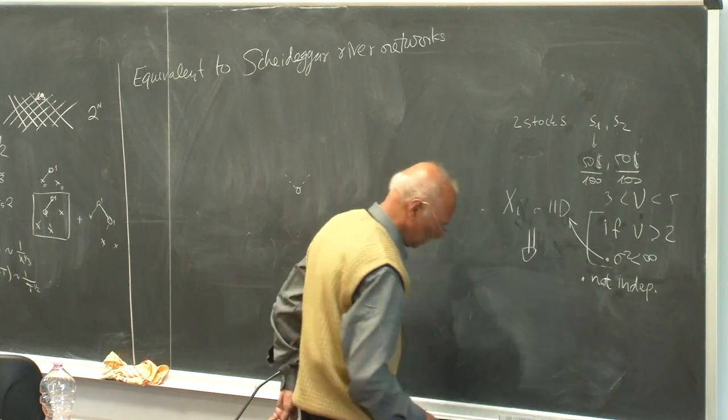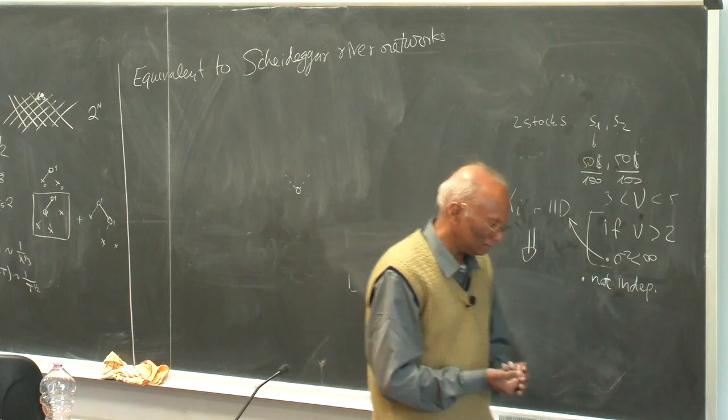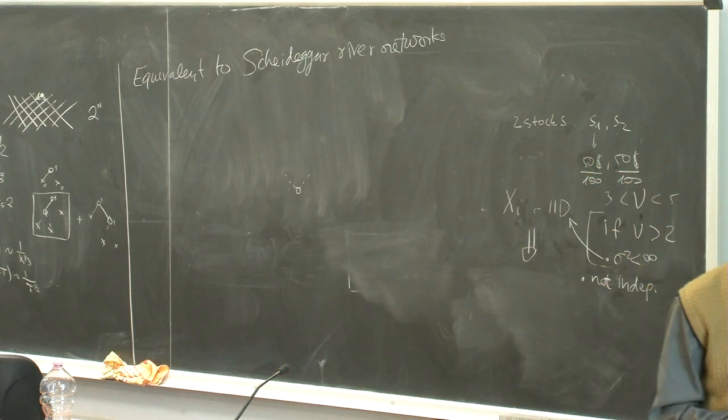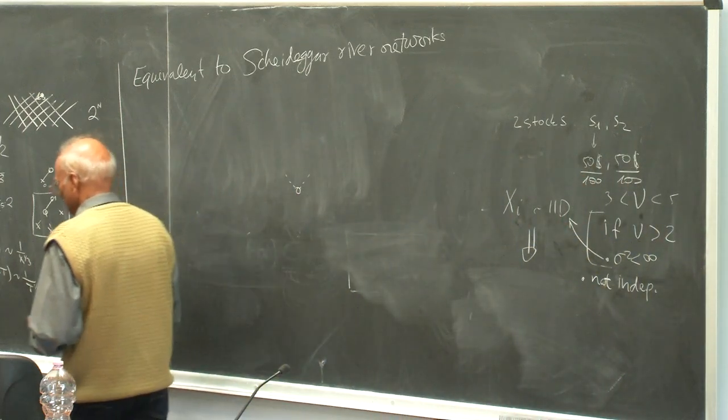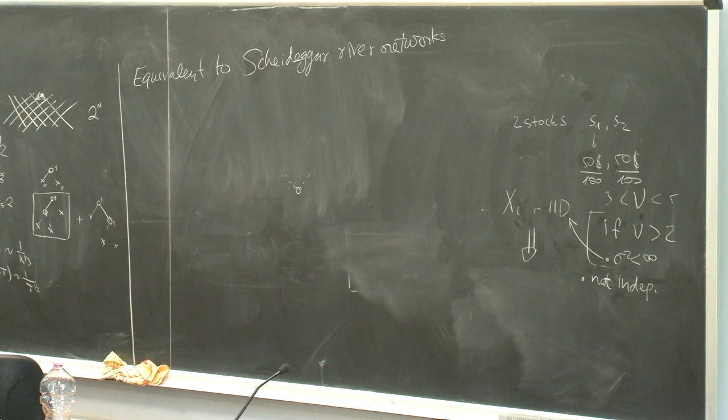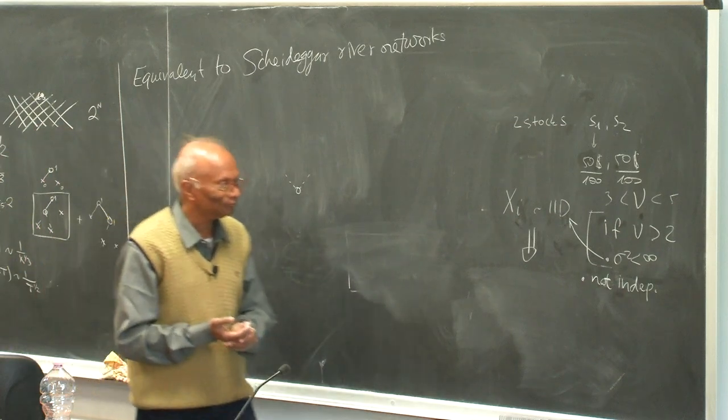So let me just say that we define this Horton's law, which is that the number of rivers of rank R divided by the number of rivers of rank R plus 1 is a number which is something like 4, which is the same for all geographical river networks. So you can ask, what is the value for this 2D model? And interestingly, that number has not yet been computed exactly.